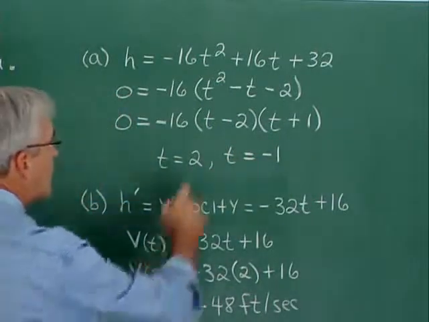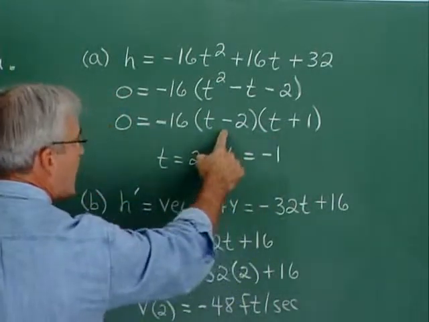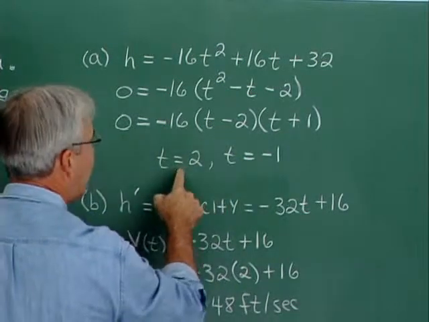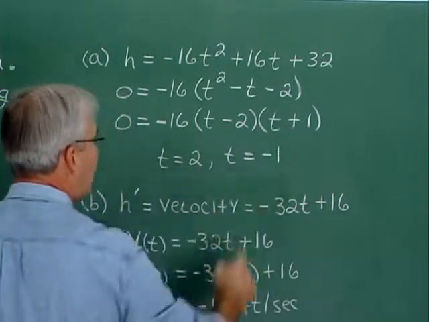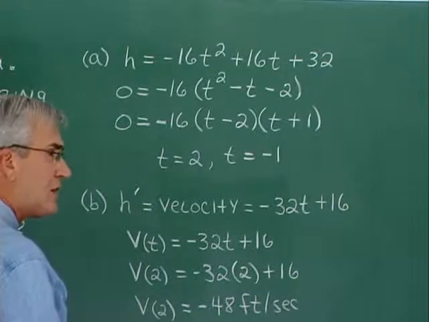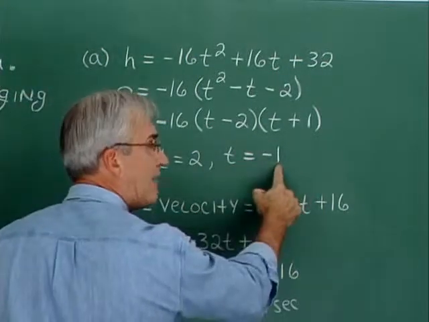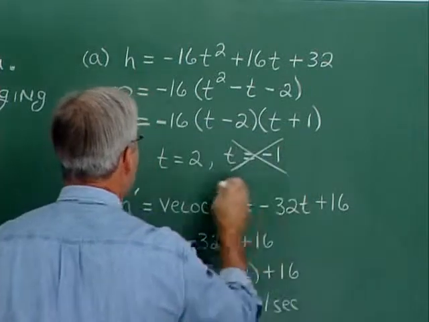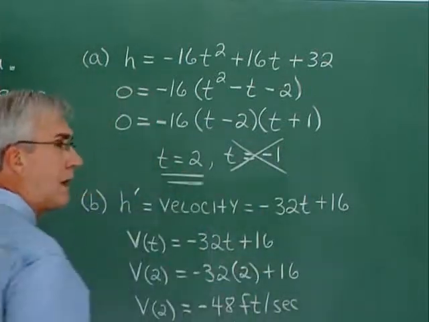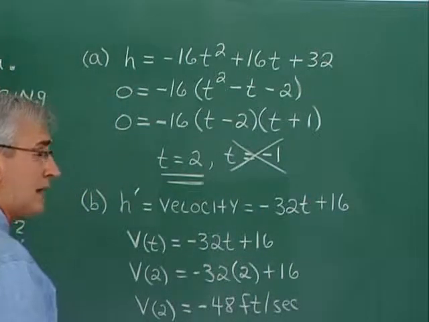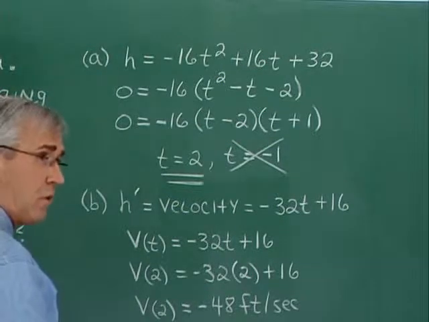The zeros of these two factors are, let's see, to make this factor 0, t would have to be 2. To make this factor 0, t would have to be negative 1. Now, t stands for some amount of time, and it doesn't make sense in the problem for t to be a negative value, so we throw that one out, and t equals 2 is what we're looking for. So after 2 seconds, the diver hits the water.